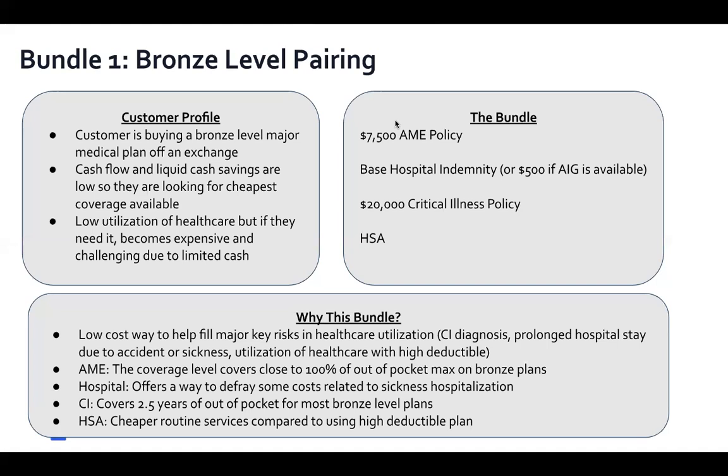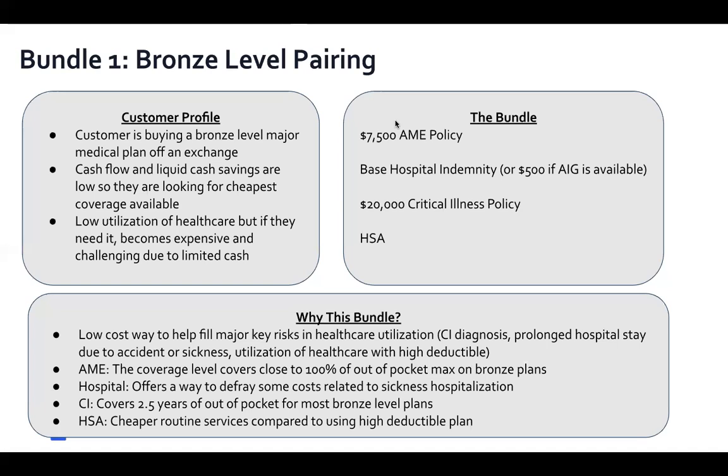It's also possible that these clients are low utilizers of healthcare, but if they then need it and it's really expensive, it's going to be hard for them to meet all of those requirements given their low liquid cash savings. And so when thinking about where the products can be most valuable, the bundle that we've seen work, and we think is the right one here, is going to be a $7,500 AME benefit policy, the base hospital indemnity if you're in a non-AIG state, or $500 a day on the AIG product if it's available in your state, with a $20,000 CI and the HSA.